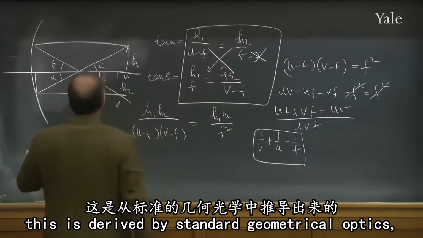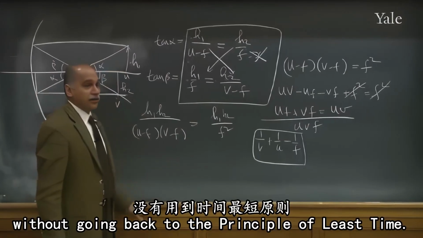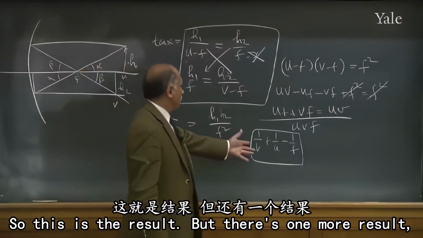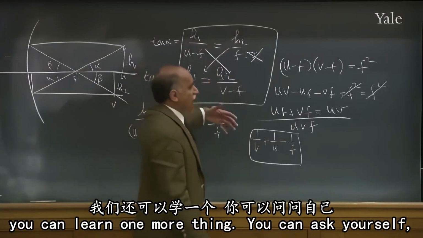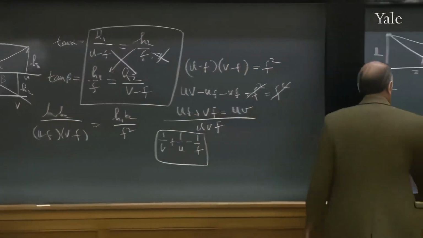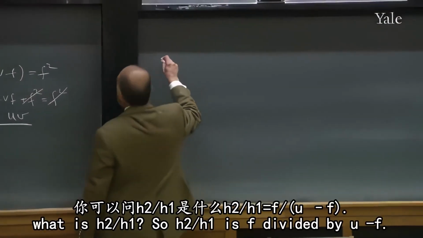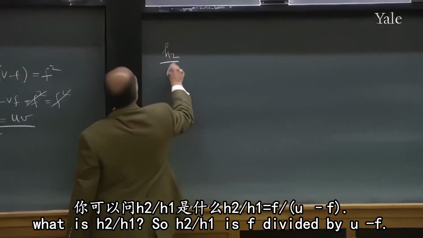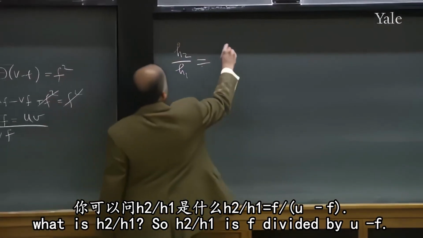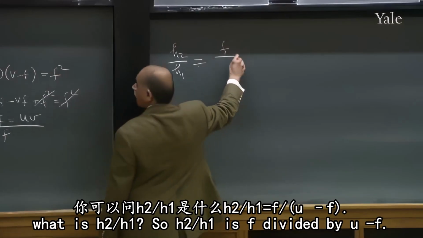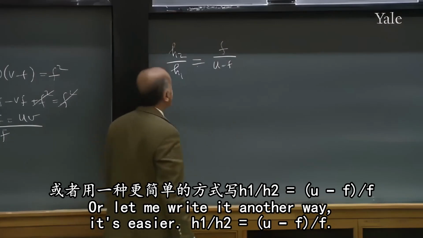Anyway, this is derived by standard geometrical optics without going back to the principle of least time. So this is the result. But there's one more result, because you got two equations. You can learn one more thing. You can ask yourself, what's the ratio of the object size to the image size? So you can say, what is h2 over h1? So h2 over h1 is f divided by u minus f.